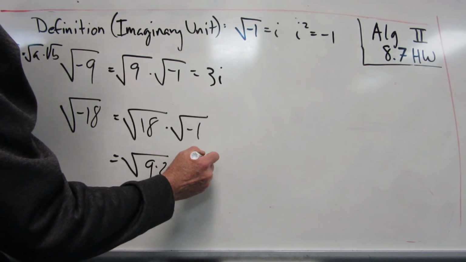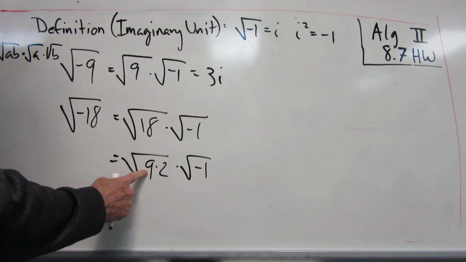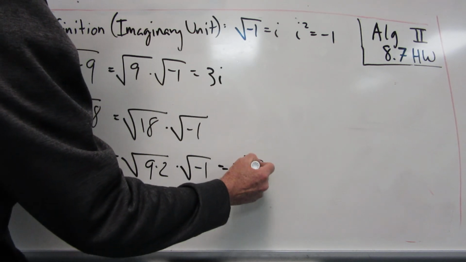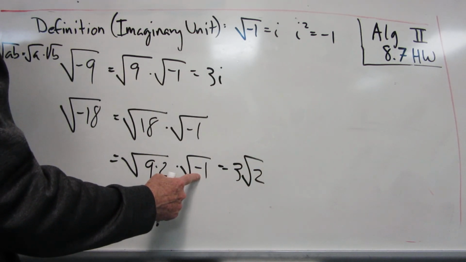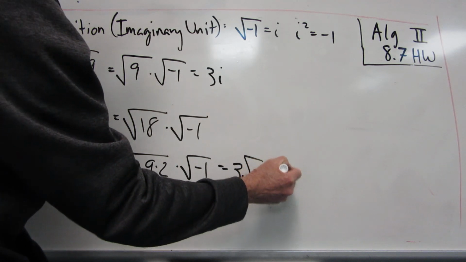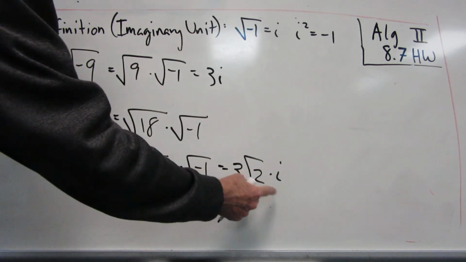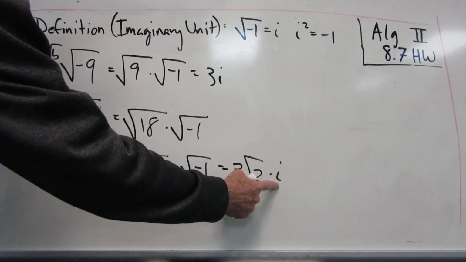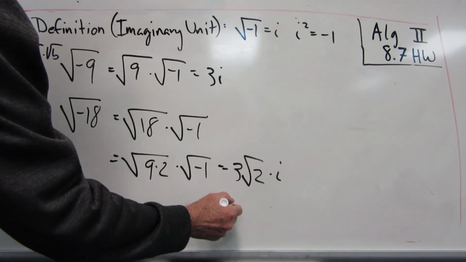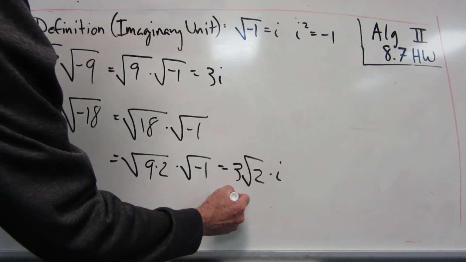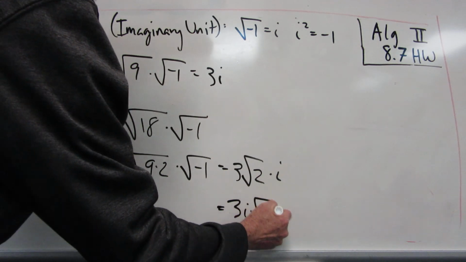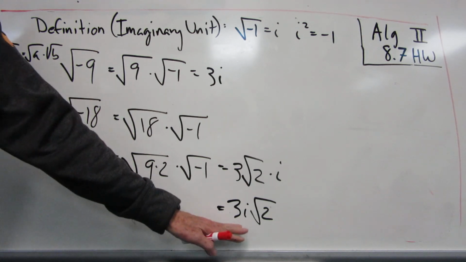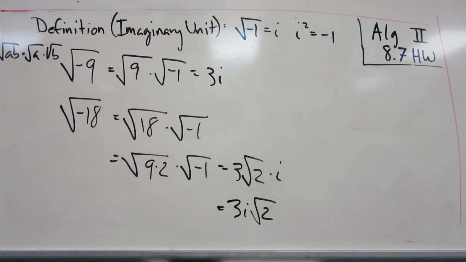So let's go ahead and look at this process. When I do this, the square root of 9 is 3. That would come out, leaving me 3 times the square root of 2, and the square root of -1 is defined as i. So here's what I have: 3 times the square root of 2 times i. Now how do I structure that solution? Well, I'm going to move the i so that it's here with the coefficient, right in front of the radical sign. So I would show this as 3i square root of 2. That would be the proper way to write that. So the square root of -18 is 3i times the square root of 2.